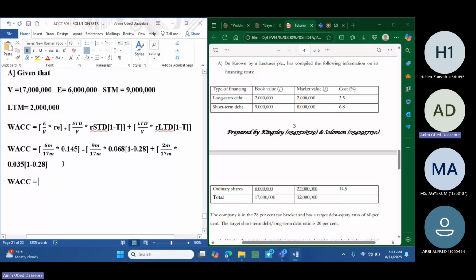What's the final answer? 0.08006. 0.00611. So 8%. Yeah, sure. So the work is 8%.